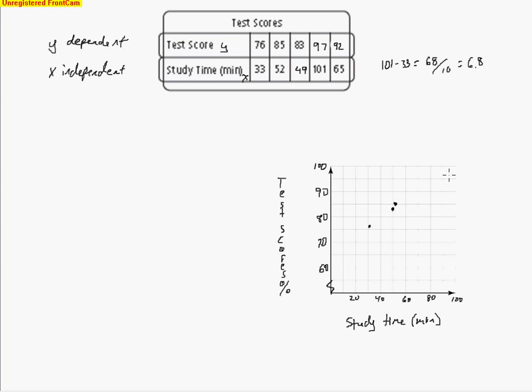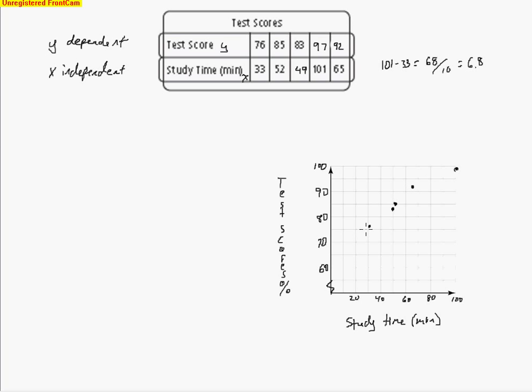101 minutes at 97. And then we had the 65 minutes, and there's 70, so 65 is right in the center, and we had a 92. And so that number would be about right in this region here. Alright, so once we have that, definitely I see how it's a positive correlation.